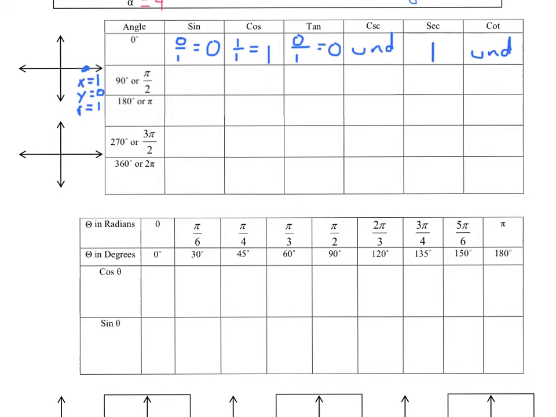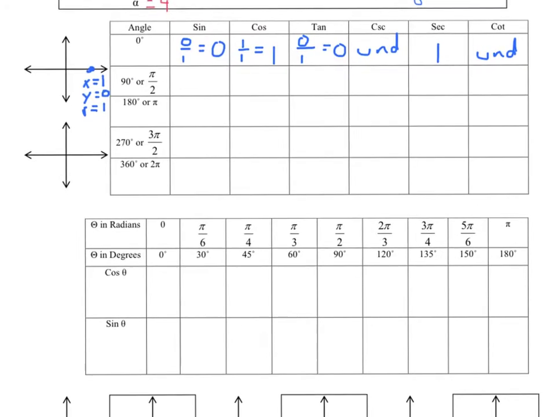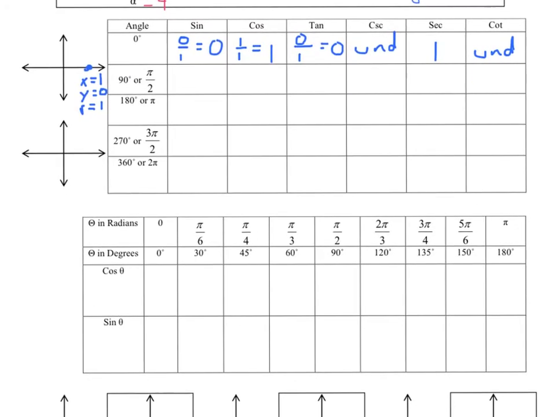The next angle that we have here is 90 degrees or pi over 2, which are the same thing. 90 degrees and pi over 2 radians is the same. That's the positive y-axis. At that point, x is 0. Technically, y could be whatever you want, as long as it's positive. I'm going to choose it to be 1, which gives me no choice for r. It's also 1.